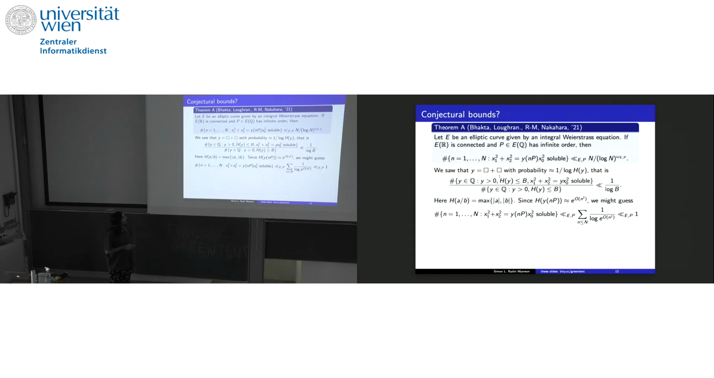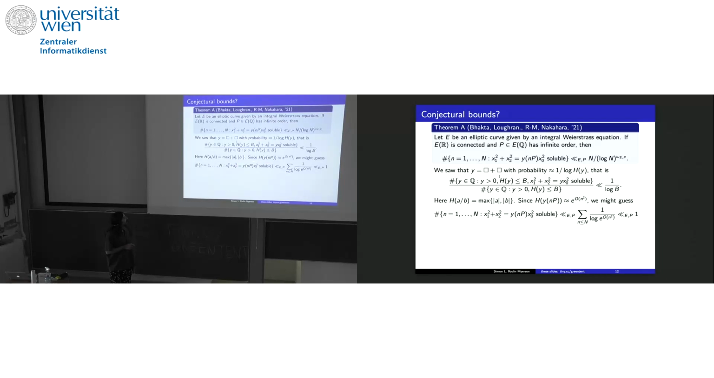I sort of skipped the details, but we saw at the start that a rational number of height h is a sum of two rational squares with probability about 1 on log of the height. So here I say what exactly that means. And this h is again the naive height. The height of the y coordinate is roughly e to the n squared, if we take the nth multiple of the point.